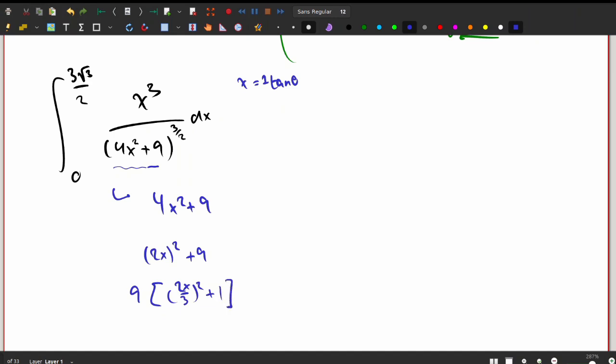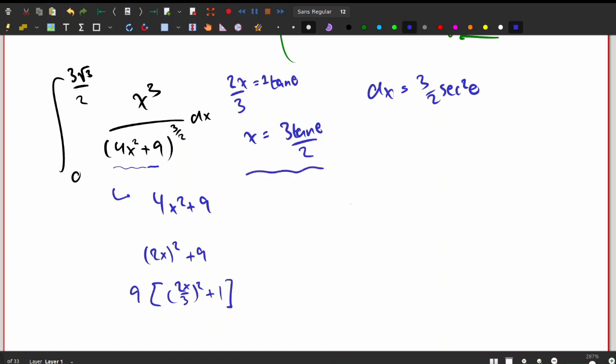So remember, it's not just x is equal to tan theta, it's 2x over 3 is equal to tan theta, and therefore x is equal to 3 tan theta divided by 2. And therefore dx is equal to 3 over 2 secant squared theta d theta. Now let's look at what the bounds would be. So this is our relationship between x and theta.